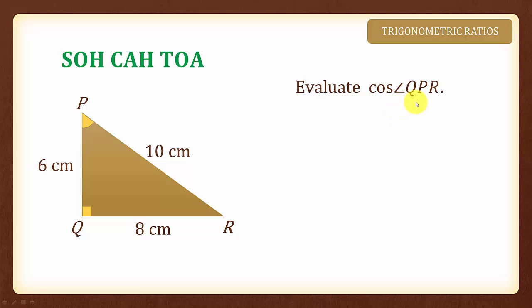For cosine angle QPR, we will need the adjacent and the hypotenuse, and we will have 6 over 10, which simplifies to 3 over 5. Finally, for tangent angle QPR, we will need the opposite and the adjacent side. Substituting in the values, we will have 8 over 6, which will give us 4 over 3.